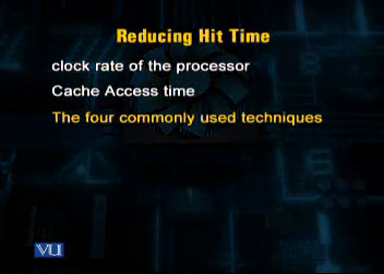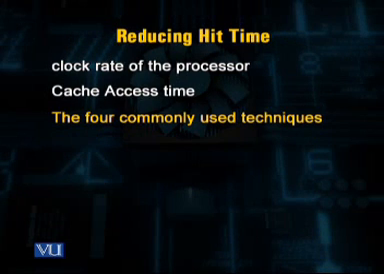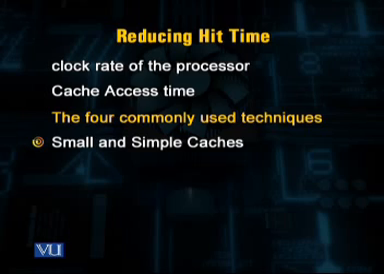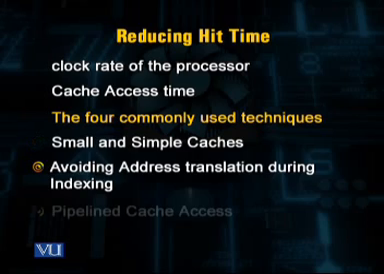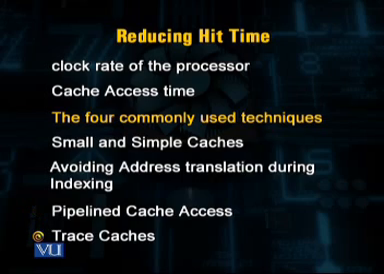Cache access time limits the clock cycle rate. Hence, fast hit time has its importance beyond the memory access time. The 4 commonly used techniques to reduce the hit time are small and simple caches, avoiding address translation, pipelined cache accesses, and trace caches. Let us discuss these methods one by one. First of all, let us talk about small and simple caches.